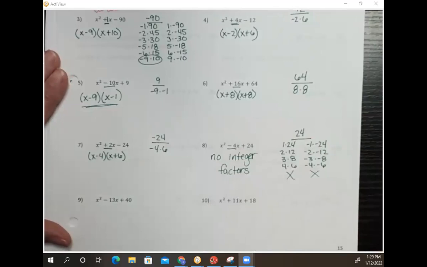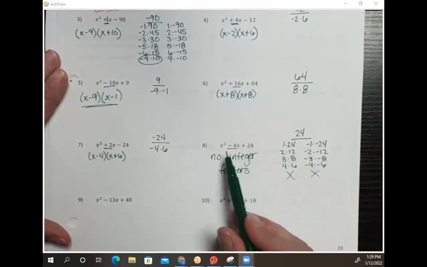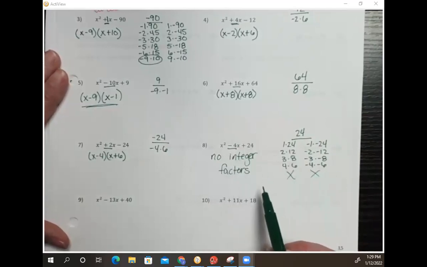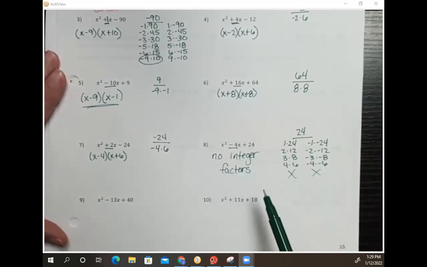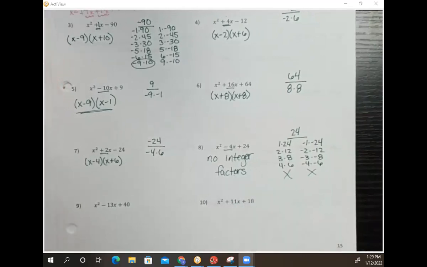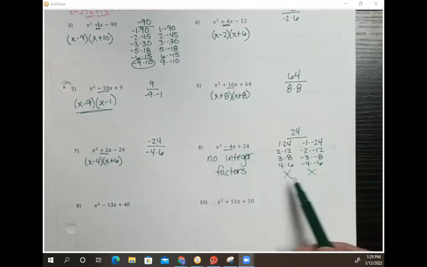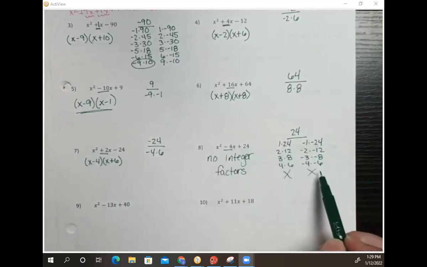Now, what may be the case here is that I could factor this if I use decimals or fractions. It may be the case that I could factor this if we use irrational numbers or imaginary numbers, but that's not something that we're going to worry about in Algebra 1. We are just worried about integer factors in Algebra 1. So if you run into a case like this, you've checked all possible factors and nothing will work, you're going to tell me no integer factors.